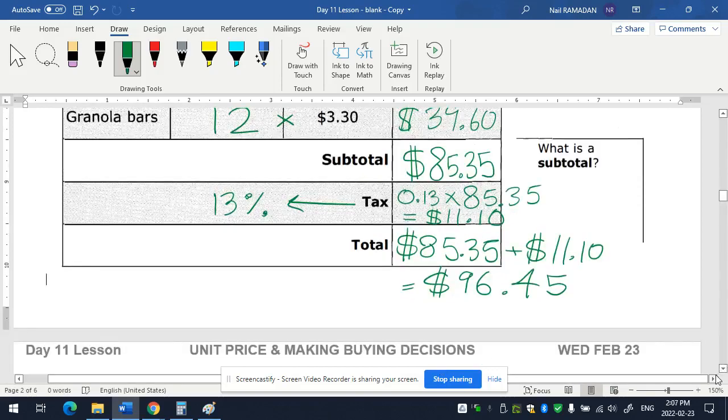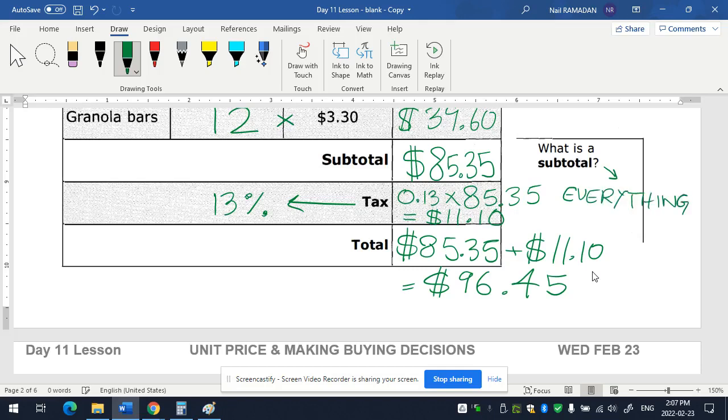What is subtotal? What's a good way to say it? Everything before tax. The keyword is before tax. I hope you have enough space. Yes, before tax.